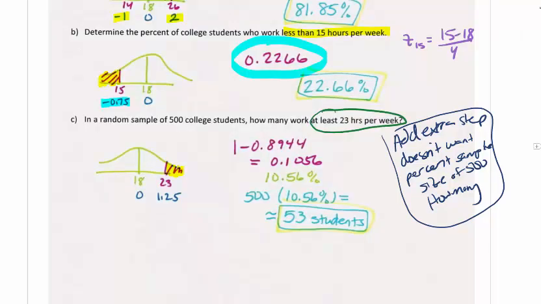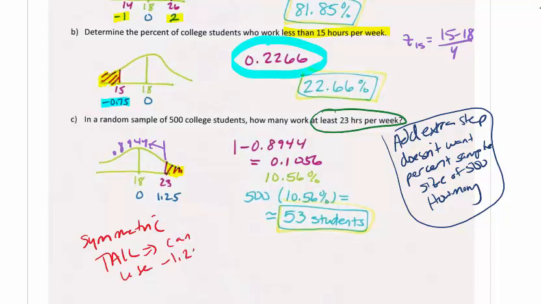So the 0.8944 is actually this piece going all the way over. That's why we subtracted from 1, because the whole piece is 100%. Do remember, because it's symmetric, and we want the tail, we can use the negative 1.25.